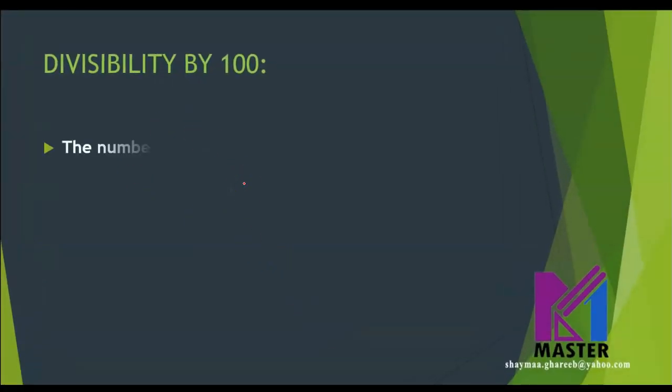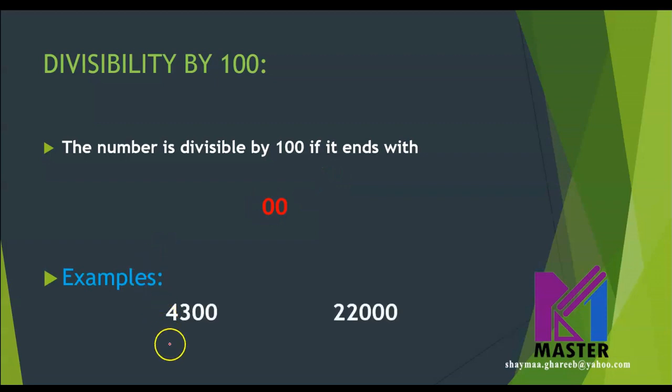Divisibility by 100. The number is divisible by 100 if it ends with, what do you think, 2 zeros. For example, 4,300 ends with 2 zeros. 22,000 ends with 2 zeros. Then both numbers are divisible by 100.